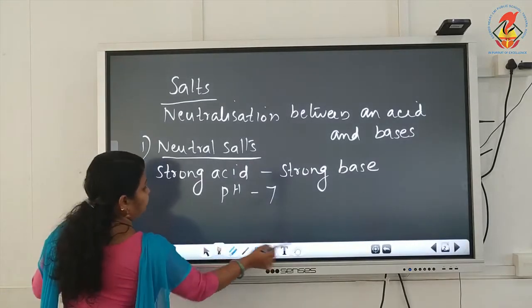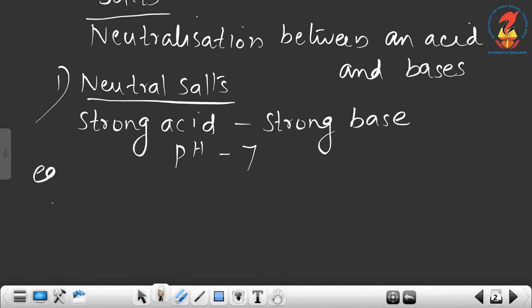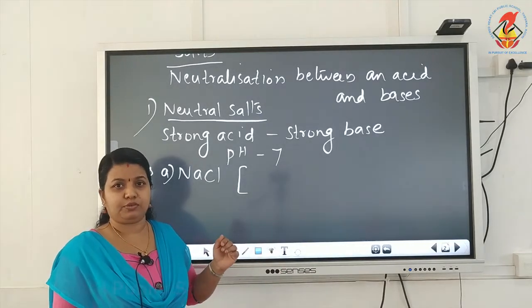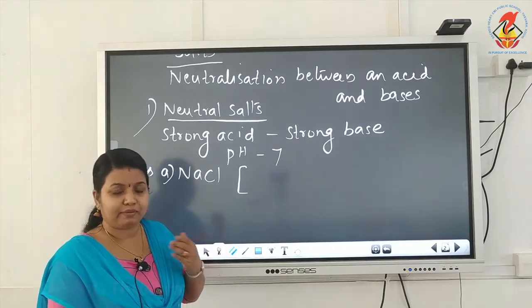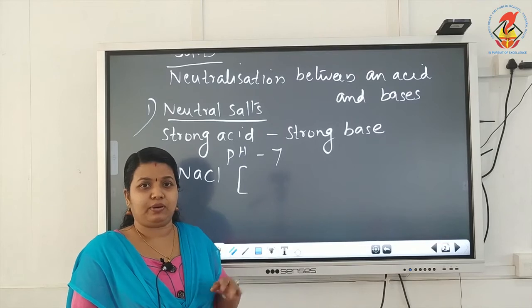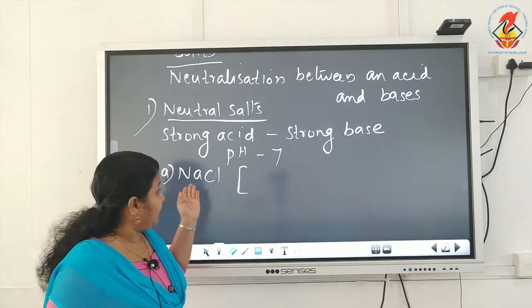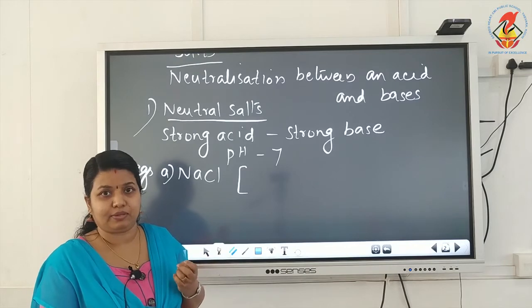Now, let us see examples. First one is sodium chloride. Looking at the name and the formula of the salt, you should be able to write the acid and base that constitute this salt. Then only you will be able to find out whether it is acidic, basic or neutral. You have questions like that: classify the given salt as acidic, basic or neutral. Only if you can identify the acid and base that form this salt, you will be able to say whether it is acidic, basic or neutral.